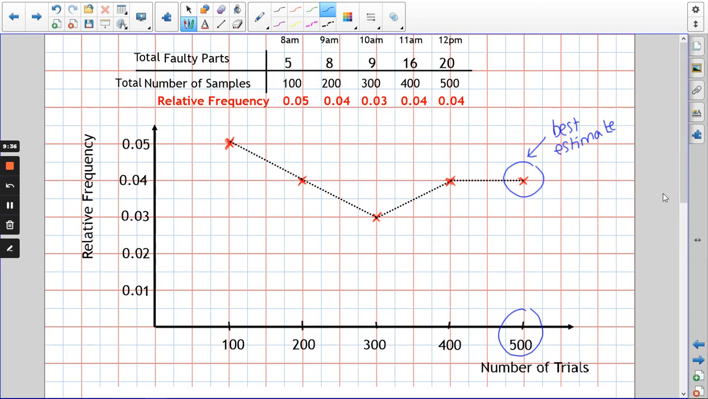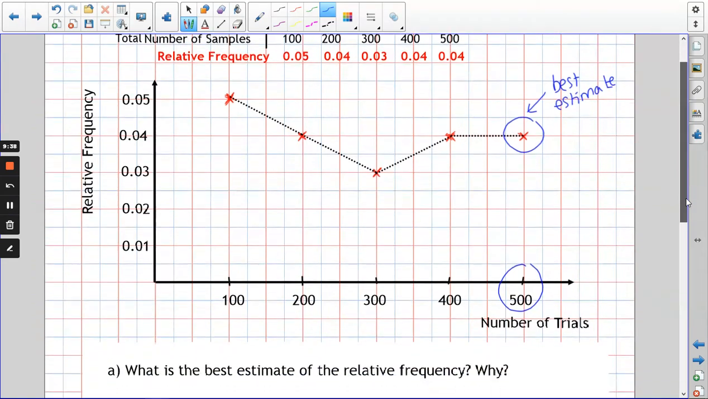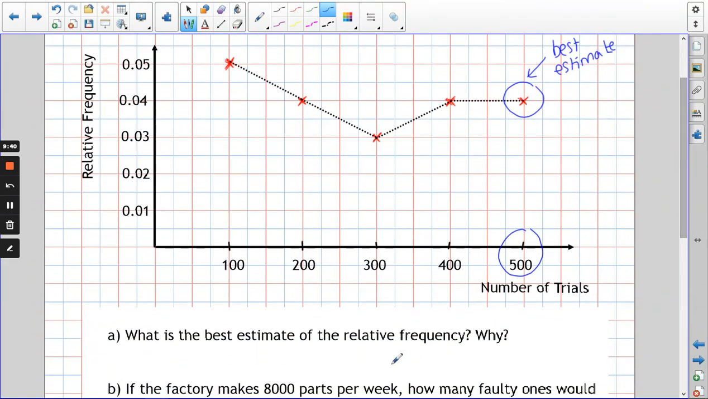Okay, now I'm going to answer some questions based on that graph, so I might have to do a little bit of scrolling up and down here. So part A: what is the best estimate of the relative frequency and why? All you need to do there is write in 0.04, and the reason why is because it's got the most trials, so most reliable. Okay, every single time. The last one on the graph is the most reliable because it's got the most trials.